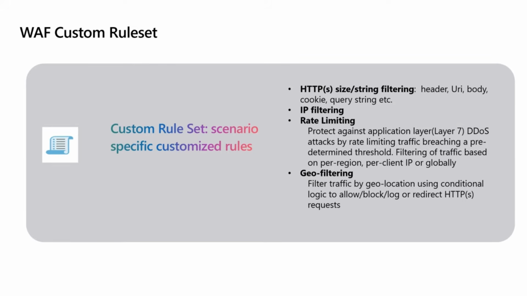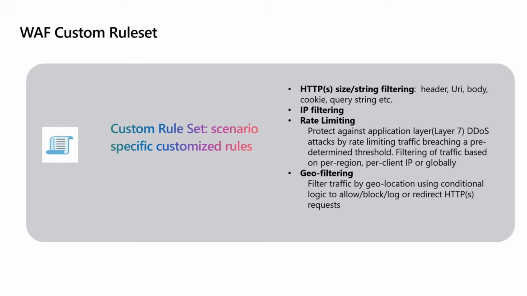You also have IP filtering, which enables you to allow or block traffic from specific IP addresses. This is a straightforward but effective way to restrict access to trusted sources or block known malicious actors. We also have rate limiting, which is another crucial component of the custom rules. With rate limiting, you're able to protect your application from layer 7 DDoS attacks by limiting the number of requests a client can make within a defined time window.